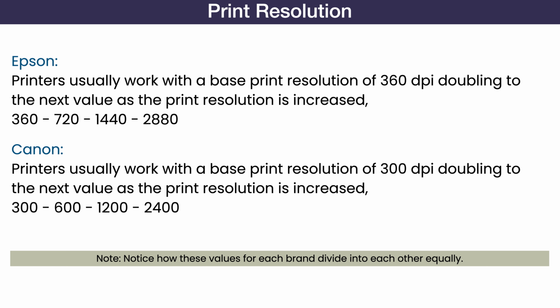And the same applies to Canon, although with Canon the base print resolution starts at 300 dots per inch. Again, doubling to the next value as the print resolution is increased. 300 to 600, 600 to 1200, and 1200 to 2400.